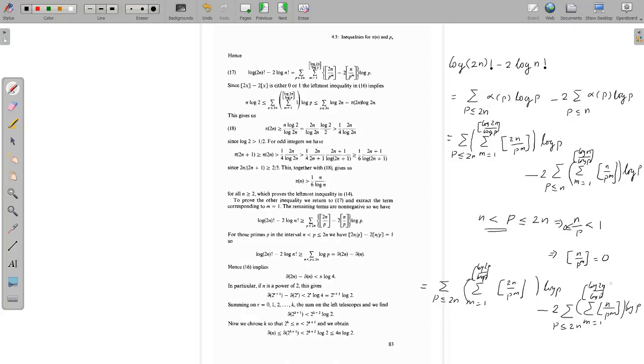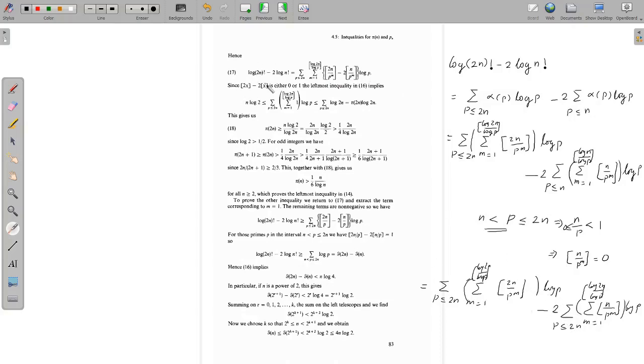Now you can compare these two sums. Okay, because if we consider all p which is greater than n, those terms are 0. So we can easily compare these two terms. Okay, that is obtained here. Now using this we compare these two summations: summation p less than or equal to 2n, summation m equal to 1 to this point, integral part of 2n by p raised to m minus 2 times integral part of n by p raised to m, times log p. Okay, that is the difference between these two.